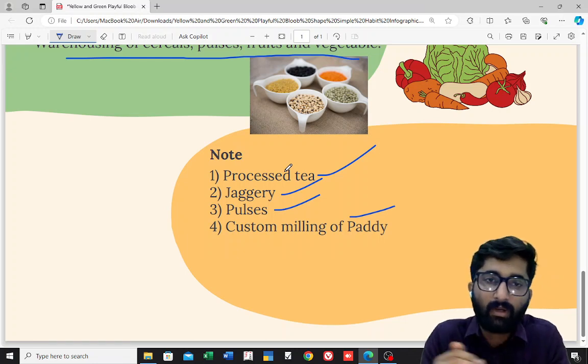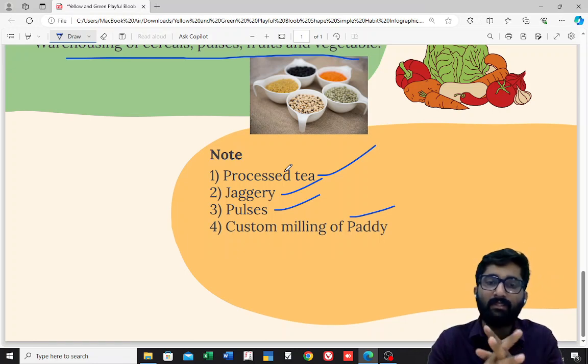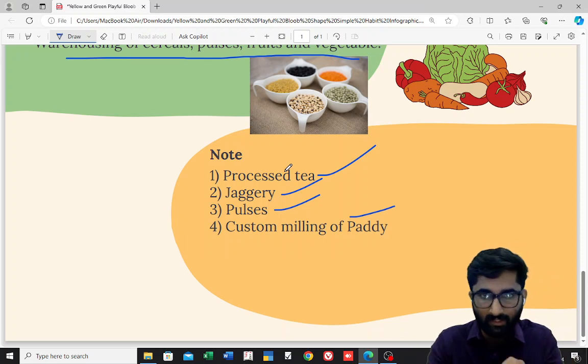These are some of the important points which we had to discuss in the exemption chapter, especially in the case of agriculture.